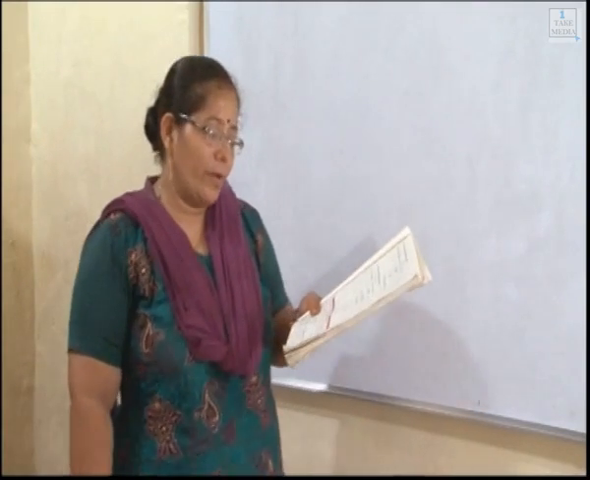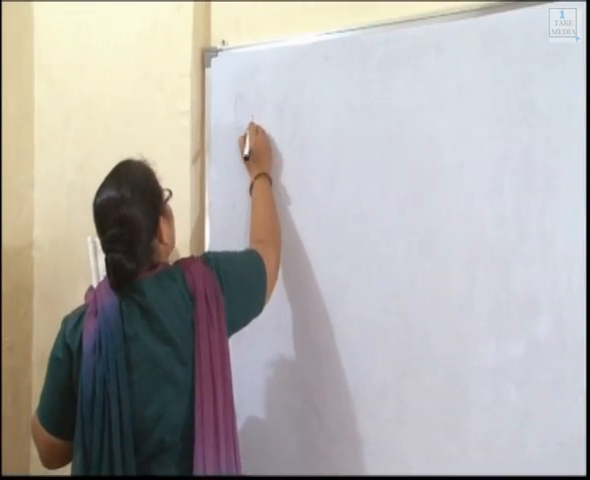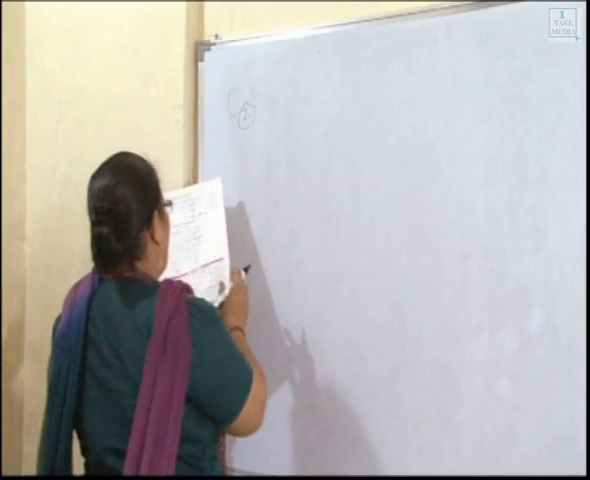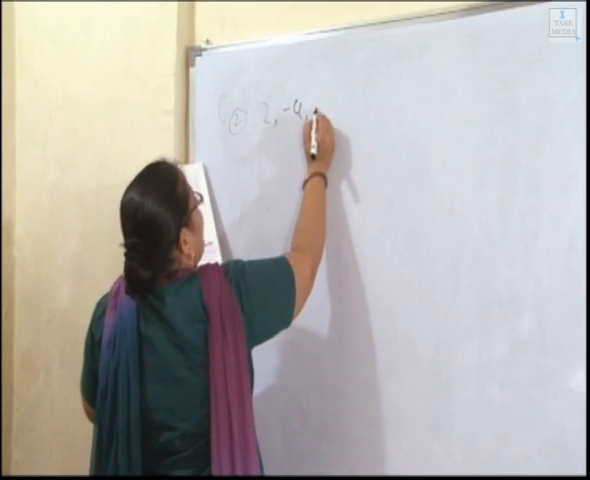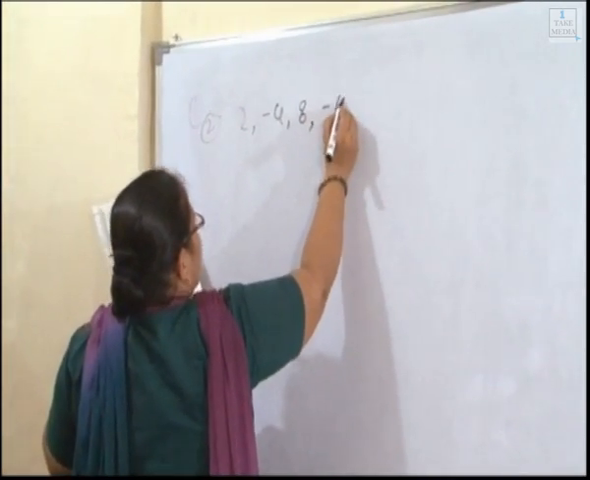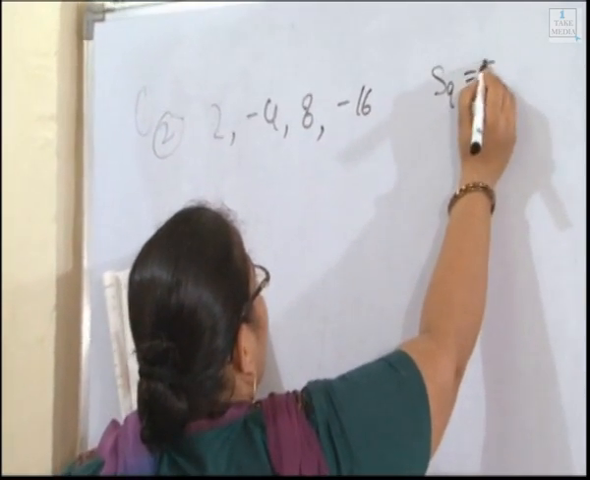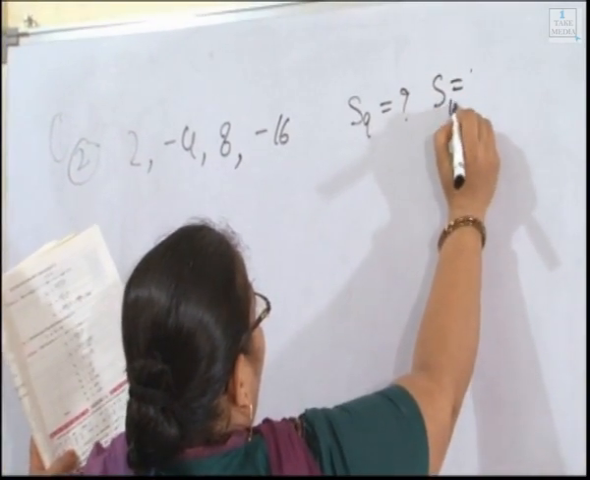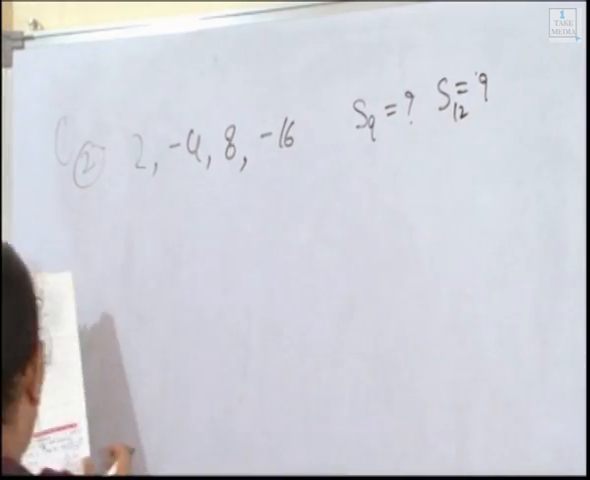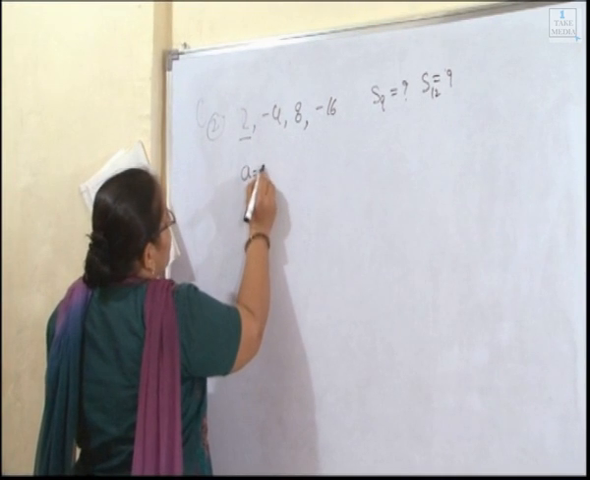Exercise 1.8, question number 1, sub question 2. The question is 2, minus 4, 8, minus 16. So we have to calculate S9 or S12.